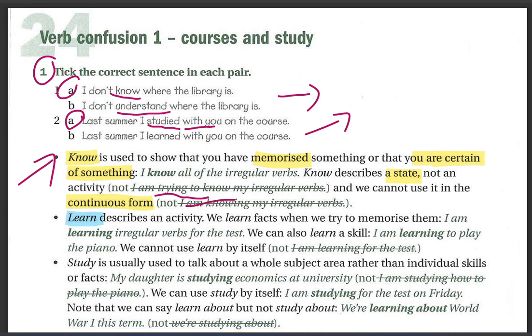Learn describes an activity. We learn facts when we try to memorize them. I'm learning irregular verbs for the test. We can also learn a skill. I'm learning to play the piano.